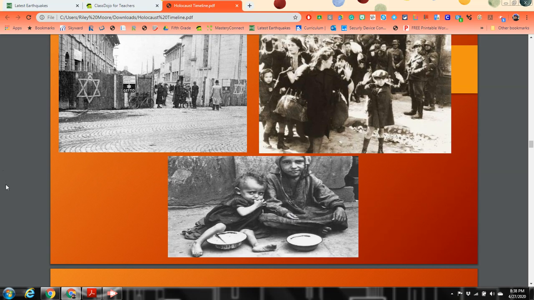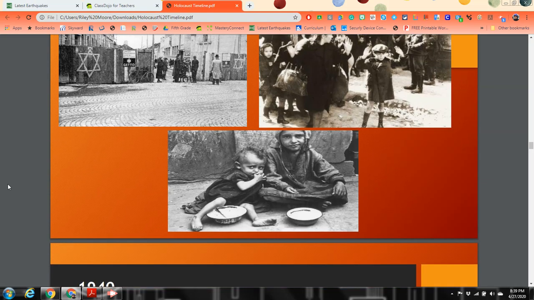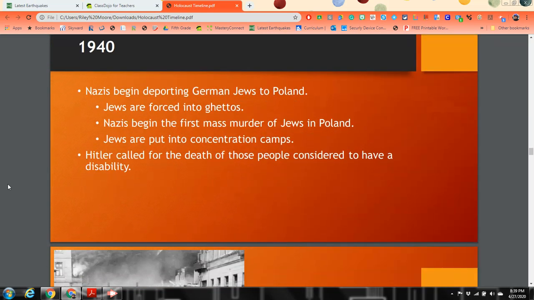And if they didn't die in the ghetto, then there was a likelihood that they would either die on a train or in concentration camps. So in 1940, the Nazis began deporting, which means sending them away, German Jews to Poland. Now, like we saw, the Jews were forced into the ghettos. The Nazis began the first mass murder of Jews in Poland.